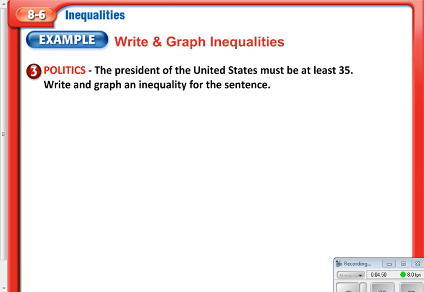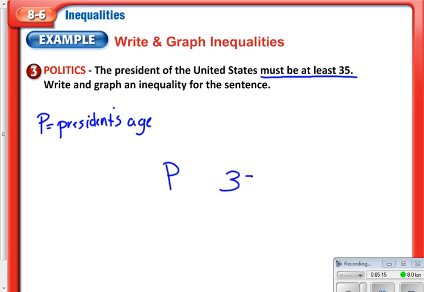Example 3. I'm going to let you go ahead. Well, actually, we'll do it here together. Politics, the President of the United States must be at least 35 years old. Write and graph an inequality for the sentence. So the president, P, and this would be president's age. So P has to be something in comparison to 35. Well, above it said it must be at least 35. So they can be 35. If it can be 35, it's going to be equal to, so it has to be at least 35.